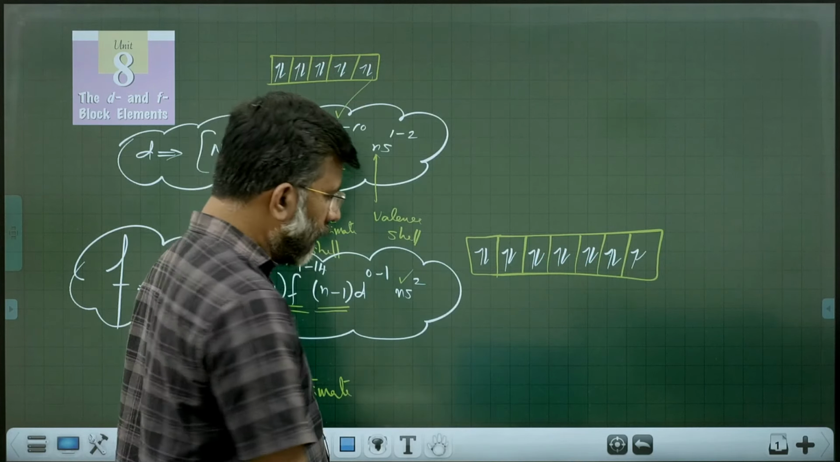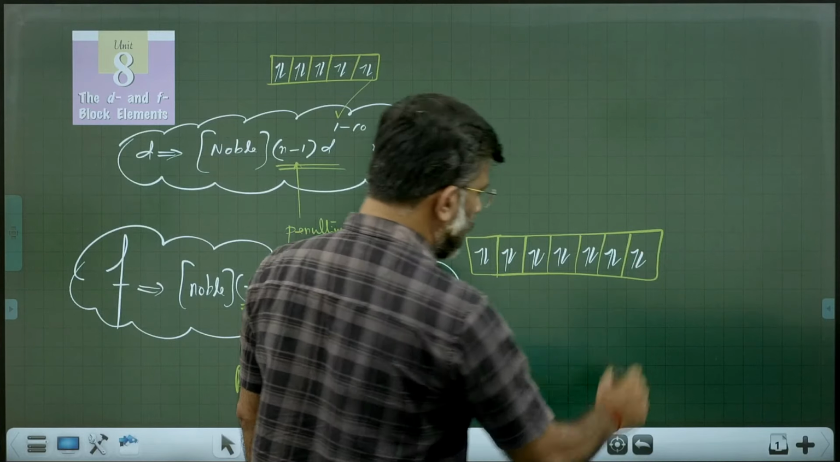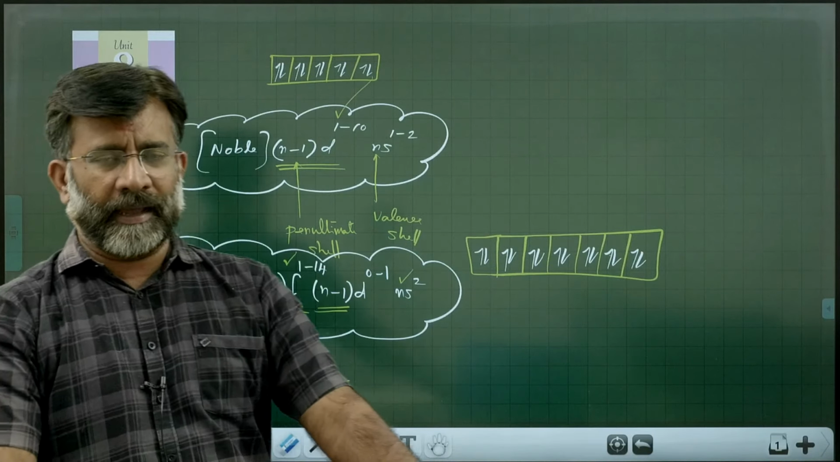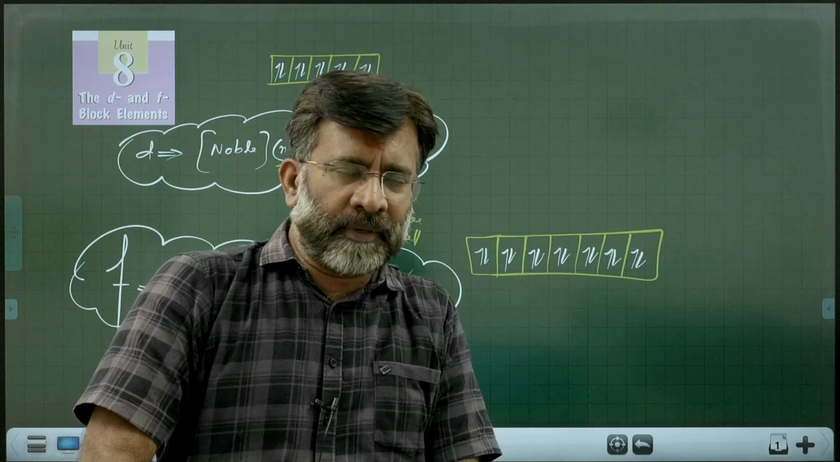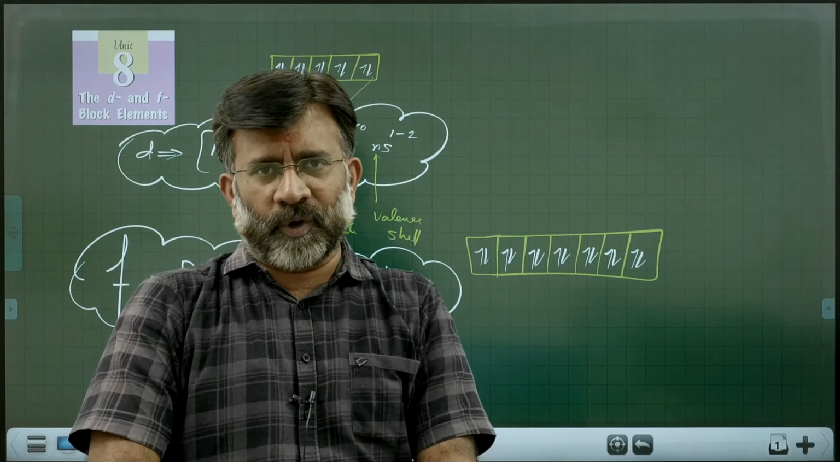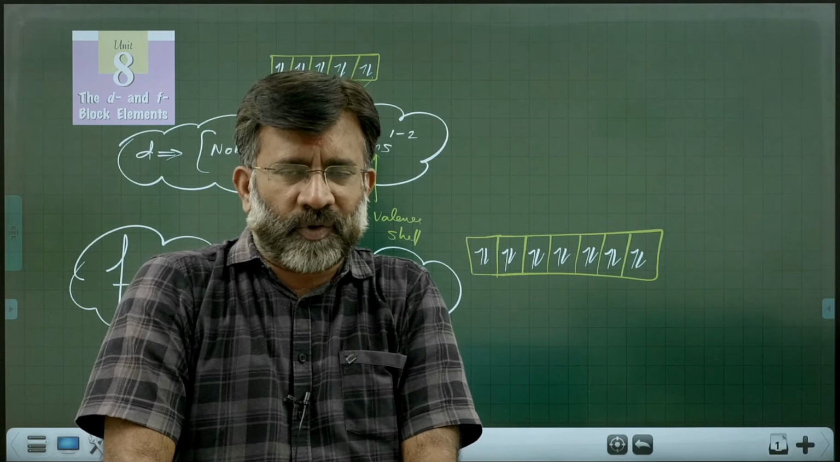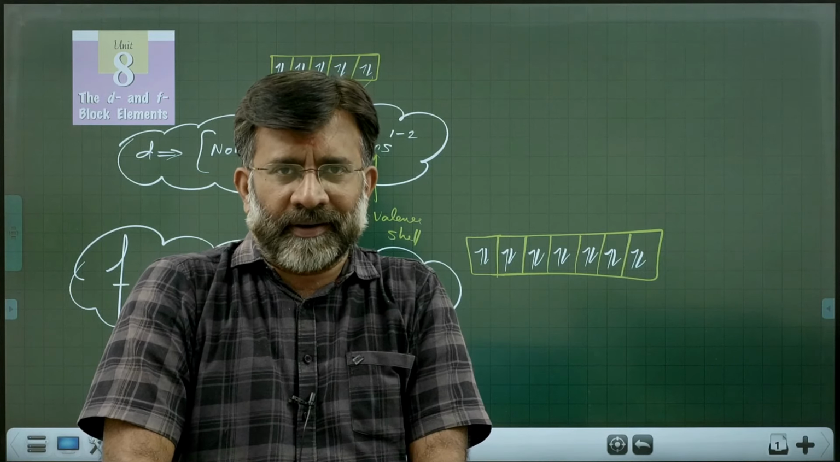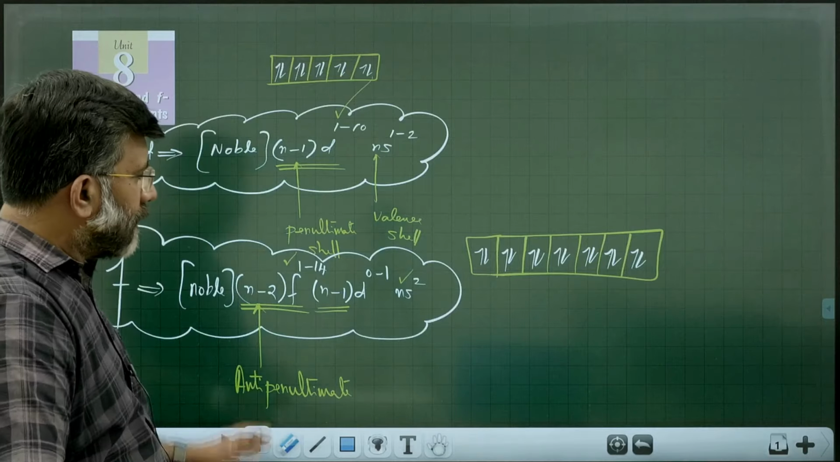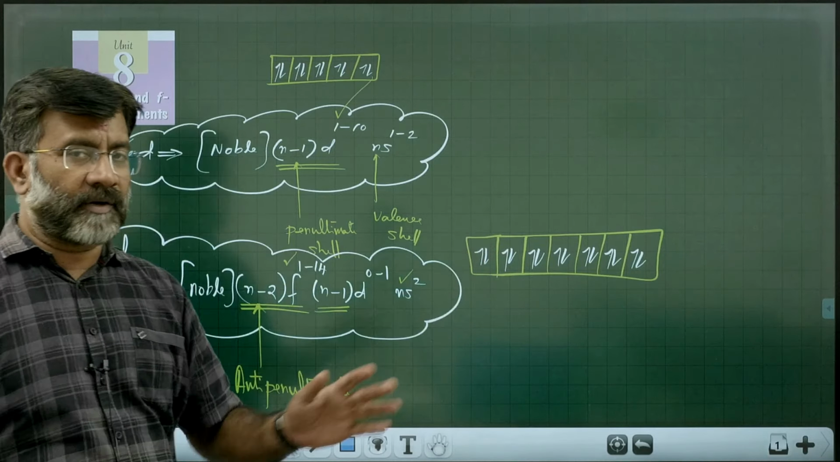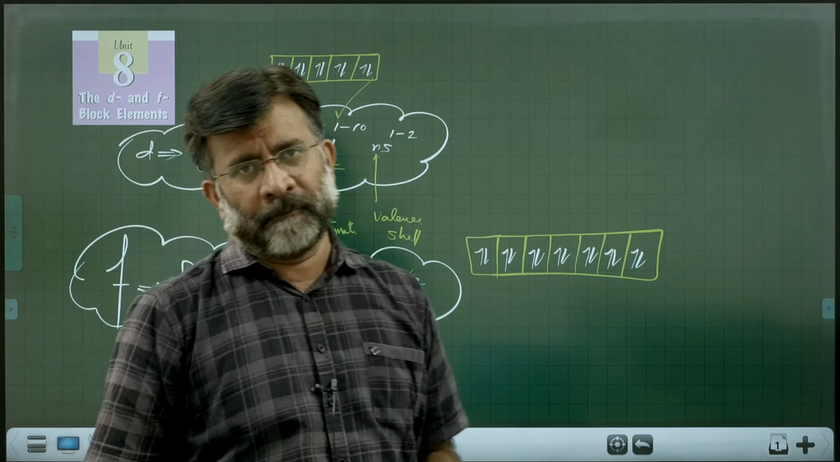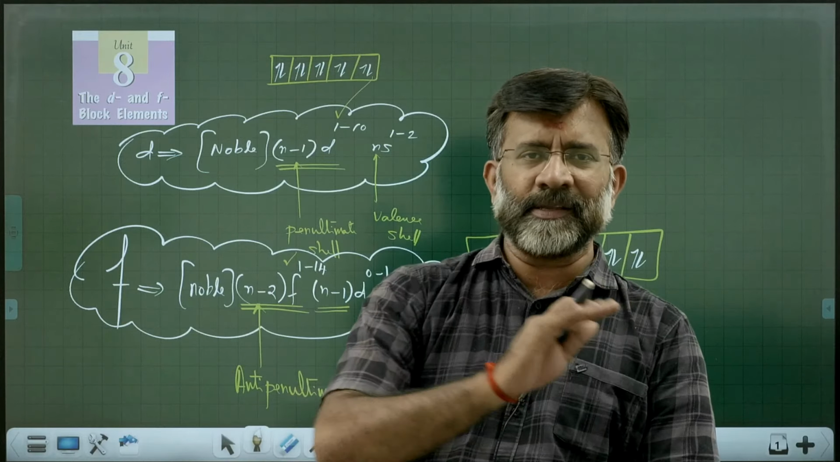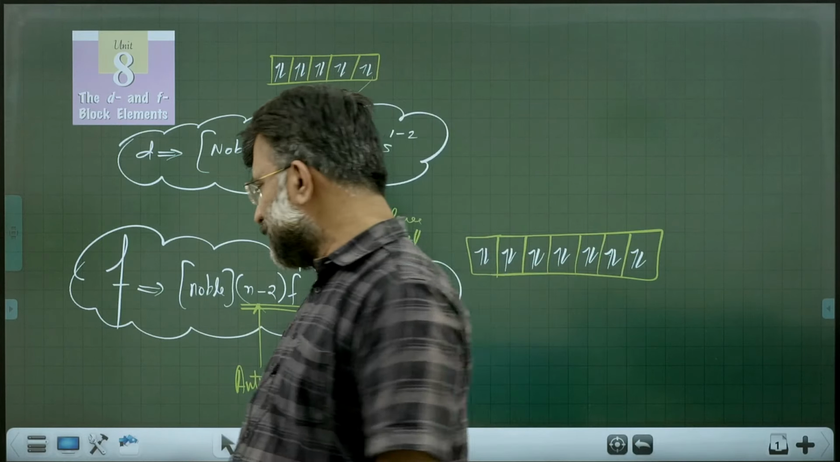So there will be 14 electrons filled in F orbitals, and that is called F block elements. There are 2 series, as all of you know: 4F series called lanthanoids, 5F series called actinoids, right? In a series there will be 14 elements, while transition elements in a series have only 10 elements, right?